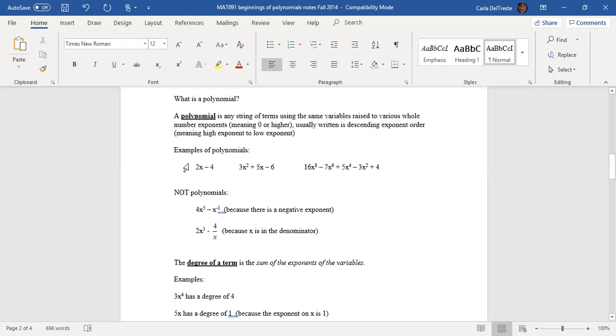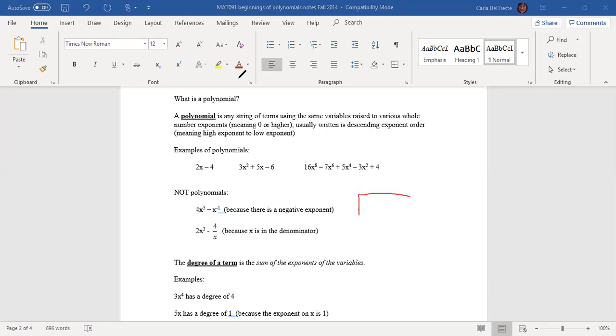Here, in this first example, x to the negative 1, that's not a positive whole exponent. So that's not a polynomial. For this one, the x is in the denominator. We know that that means the same thing as having a negative exponent. So that is not a polynomial. If x had been underneath a square root sign, that would not be a polynomial. Let's add a few more examples in here.